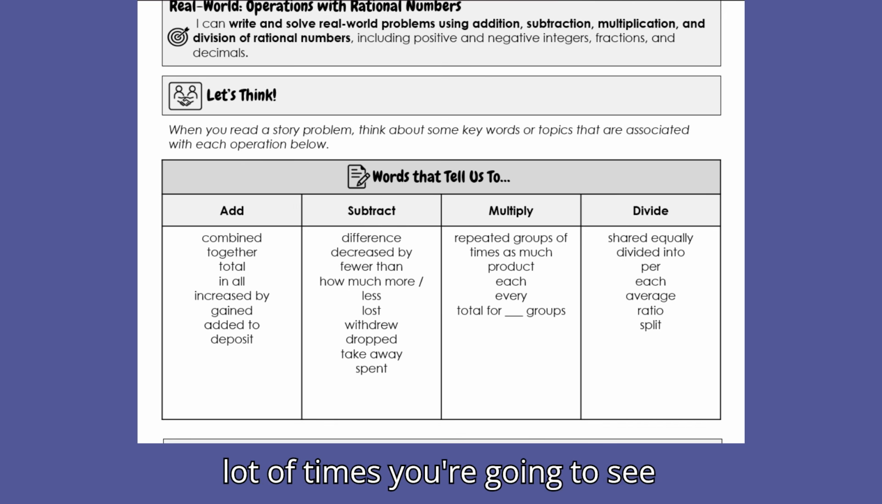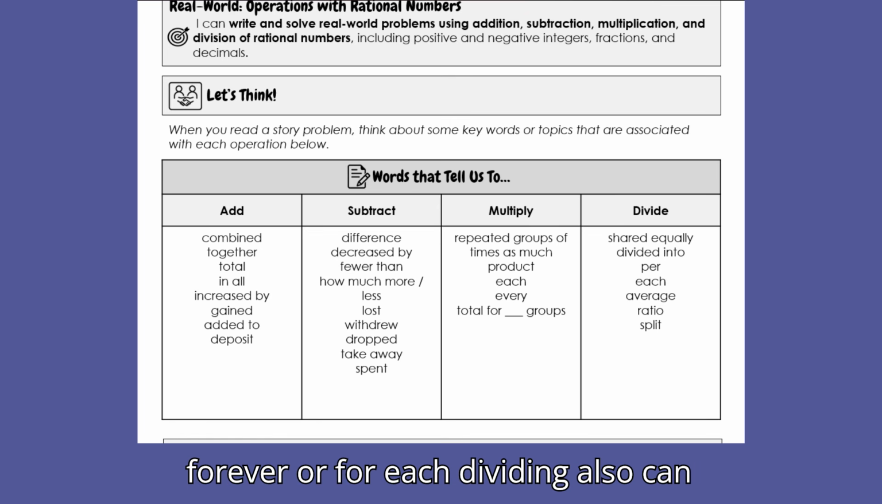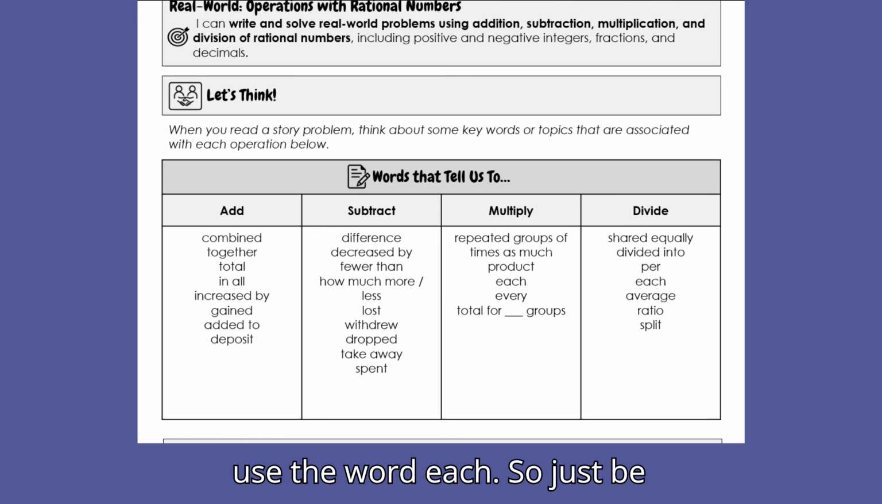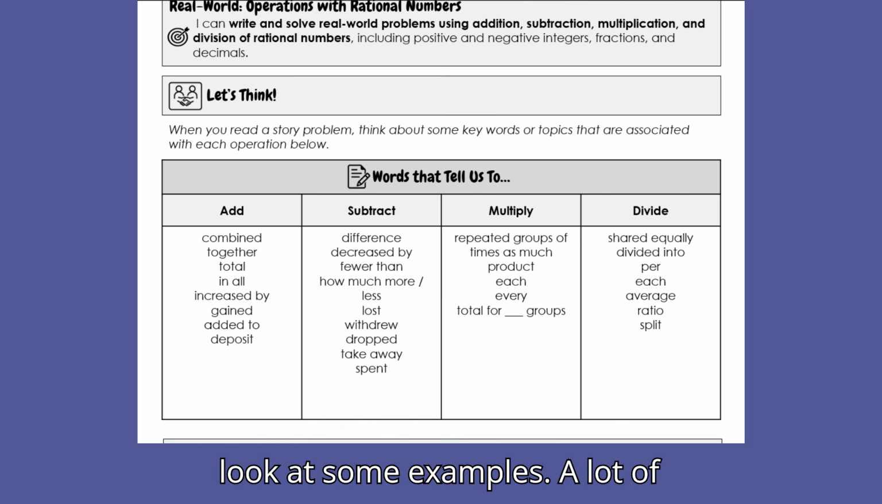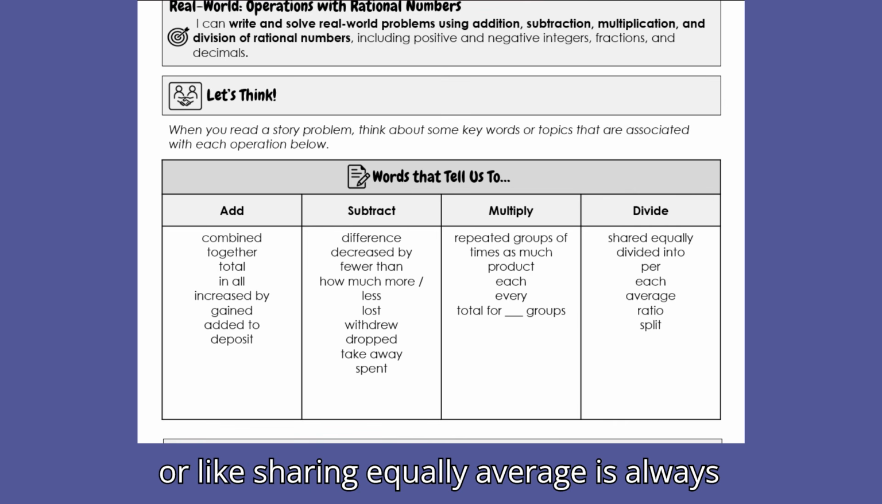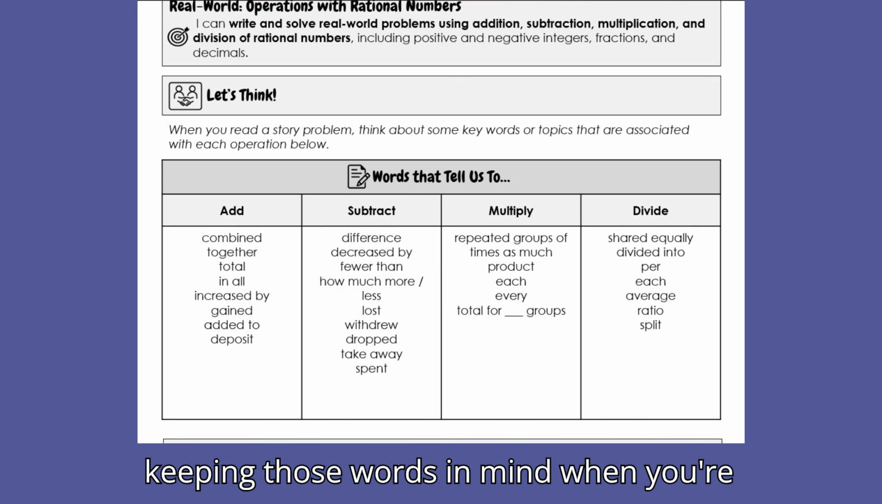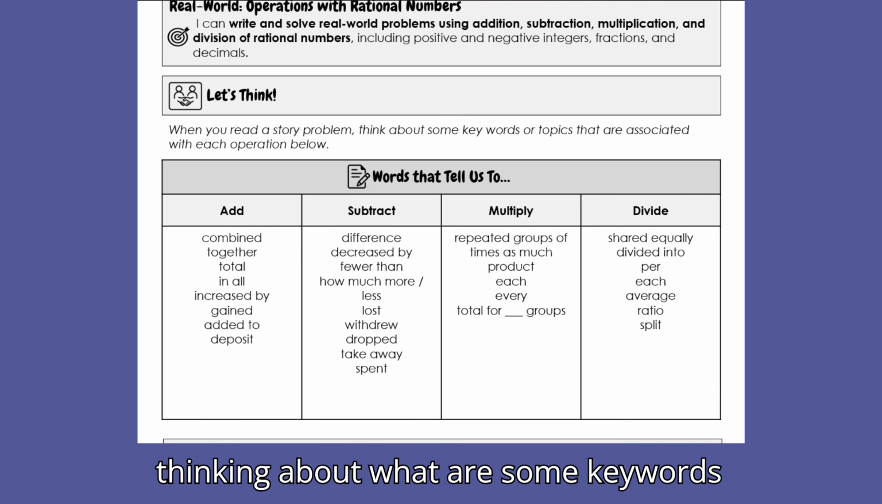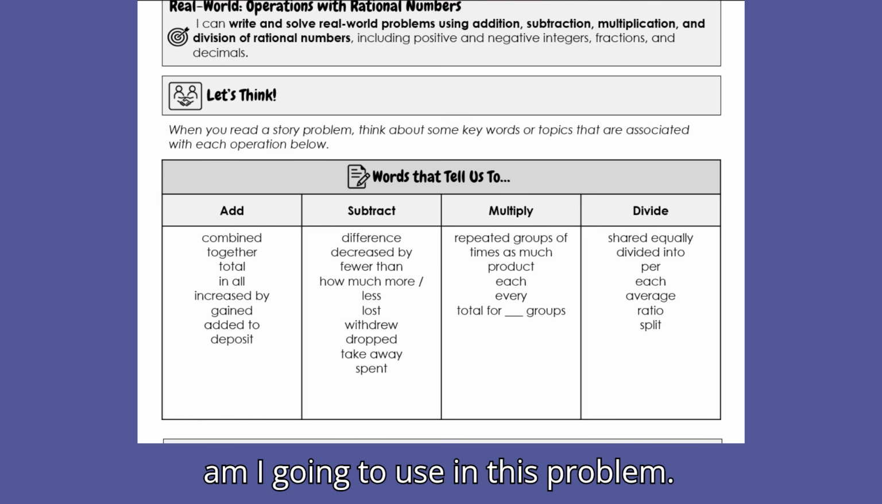Multiplication, a lot of times you're going to see thinking about having groups of, or for every, or for each. Dividing also can use the word each, so just be careful when you're reading it. We'll look at some examples. A lot of things will actually say divided into or sharing equally. Average is always a big one for division as well. So just keep those words in mind when you're thinking about what keywords are going to tell me what operation I am going to use in this problem.